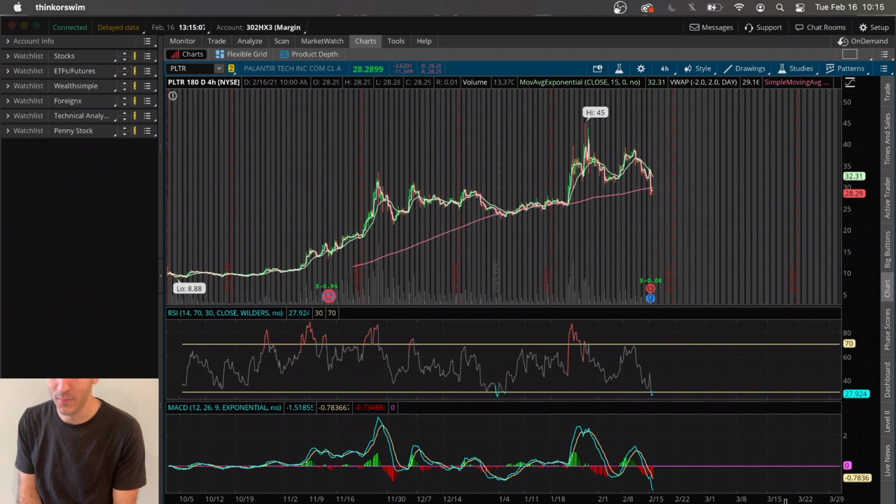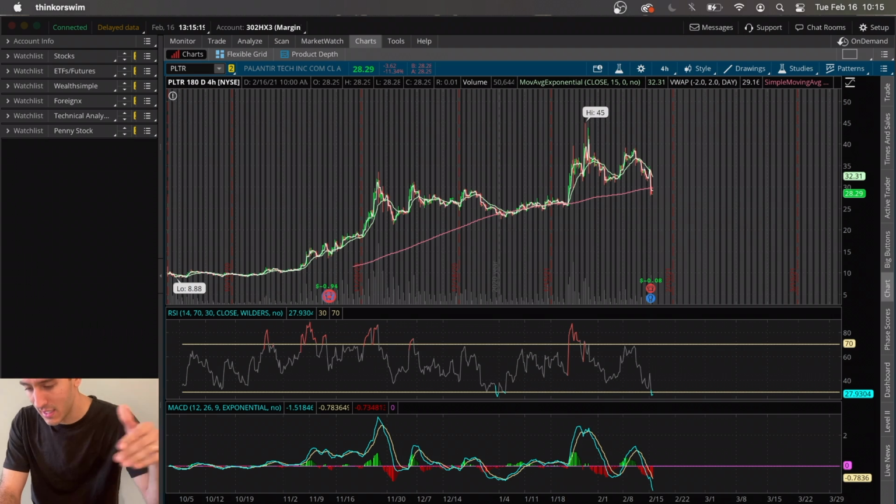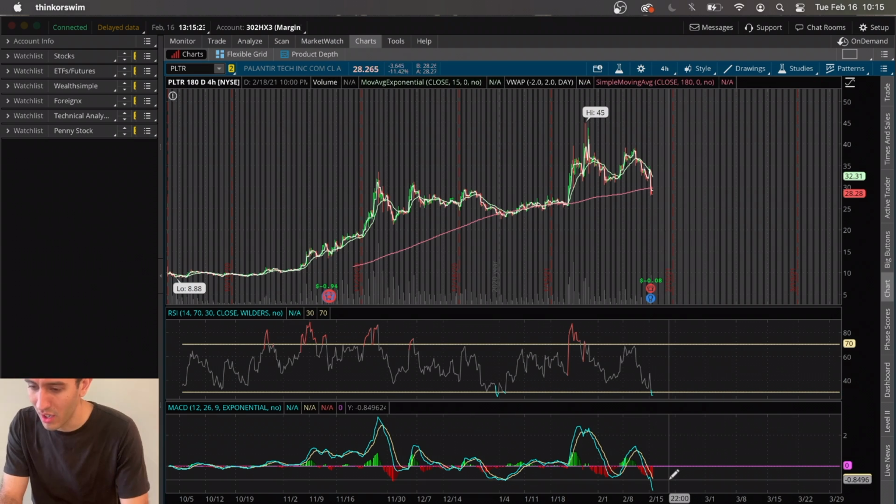So anyway, I hope you guys enjoyed this super short video on PLTR. This is my game plan. RSI is looking on the oversold side. MACD is exceedingly extended on the bottom chart. Basically, if the price was to stabilize, this will look very good, I believe.